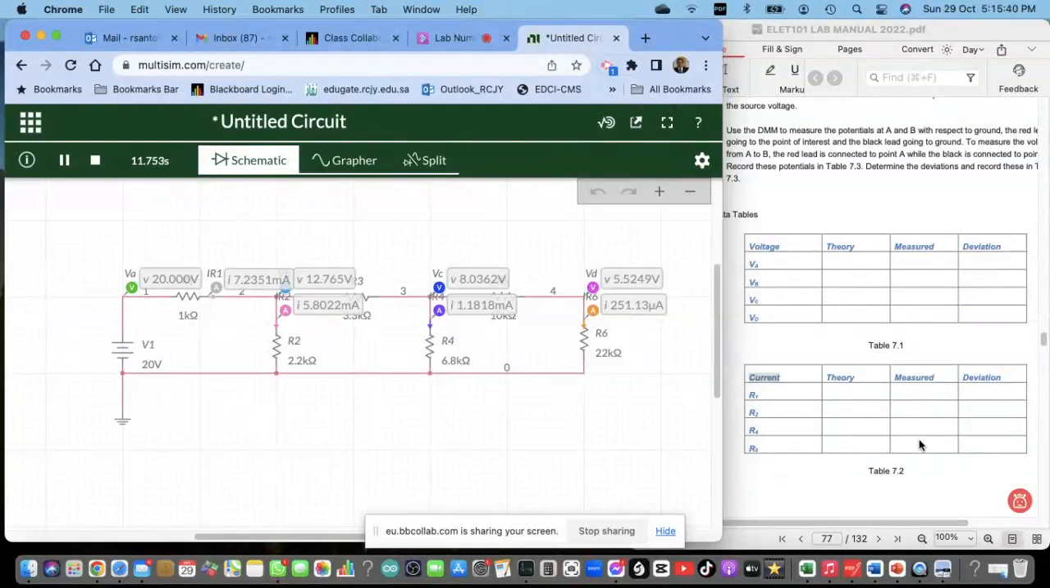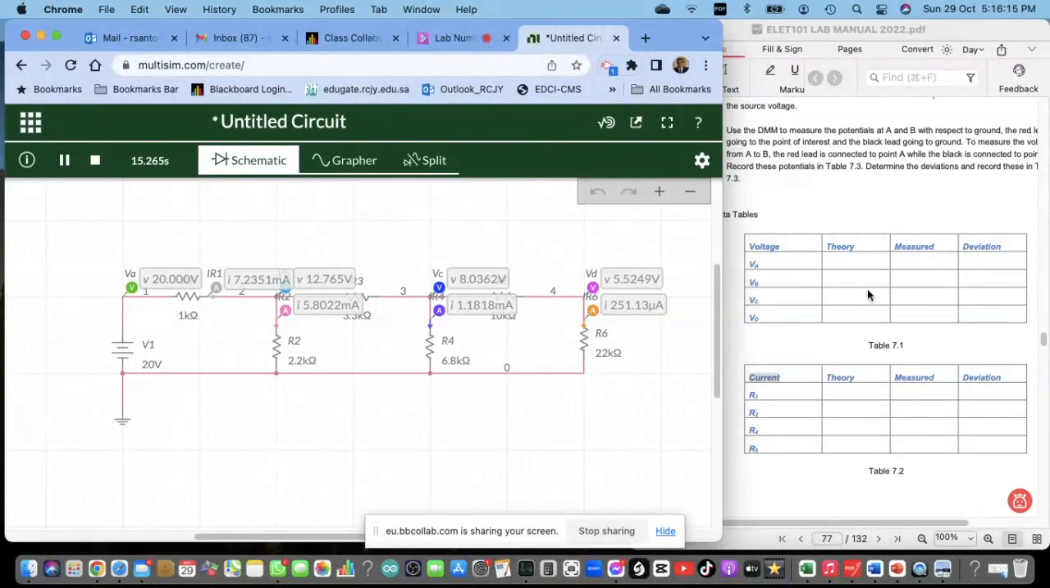Measured current here. After that, try to calculate it using Ohm's law or what else? You can use the divider rule as well if you want. Ohm's law or divider rule is enough for this circuit. After calculating it, write the answers in this column. So this is for the theory. Theory means the calculated value. Then theory here, and for the current as well here.